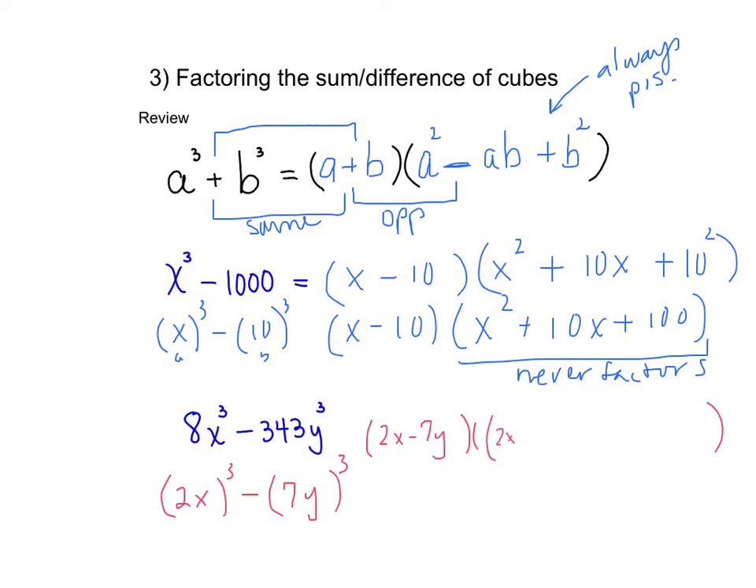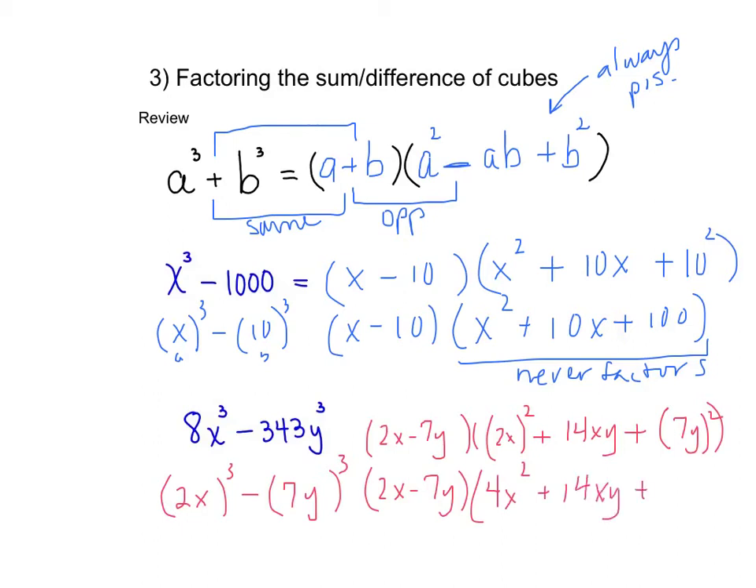This would be 2x quantity squared plus 2 times 7 is 14xy. This is always plus, and then this is 7y squared. So if I write it out, this is the most complicated part of it, 4x squared plus 14xy plus 49y squared. So work through that and see what you see, but that should be a review.